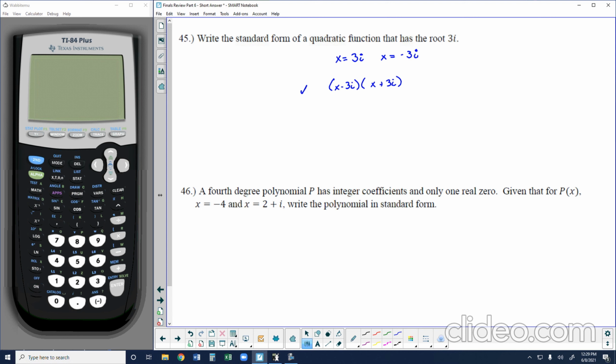So let's just call this equation f of x. F of x would then equal the multiplication of these two factors. So now we can go ahead and multiply the two factors. Remember, when multiplying conjugates, you can square the first term.